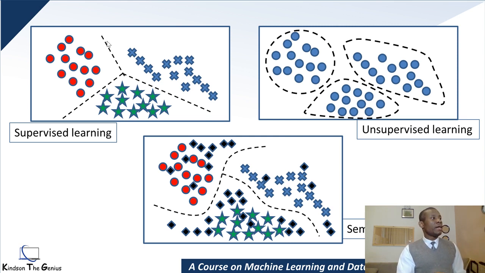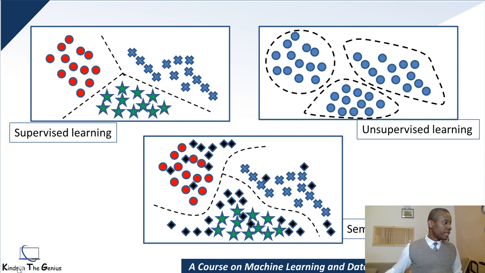In this case, the initial data is given to you, and you are told these are the groupings of this data. So if you are given a new data point at this point, you simply know that it belongs to the right group, the right data set.